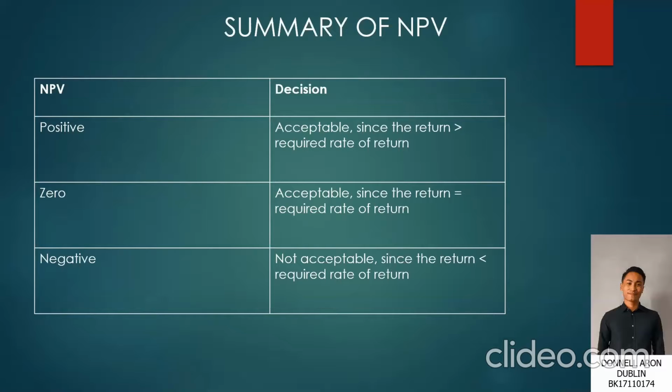First, if the NPV value is positive, then the project is acceptable since it promises a return greater than the required rate of return. The second condition is when the NPV value is zero. It is also acceptable since it promises a return equal to the required rate of return. And last but not least, if the NPV value is negative, the project is not acceptable since it promises a return less than the required rate of return.